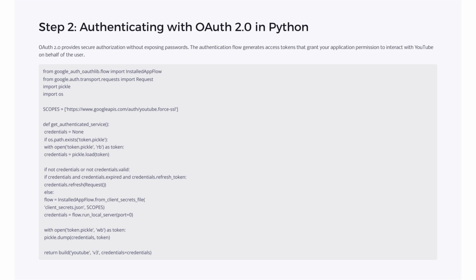Use installed app flow to authenticate, checking for existing tokens in token.pickle. If absent or invalid, refresh or create new credentials using client-secrets.json. Save tokens for future use, enabling seamless API access with the YouTube Data API.